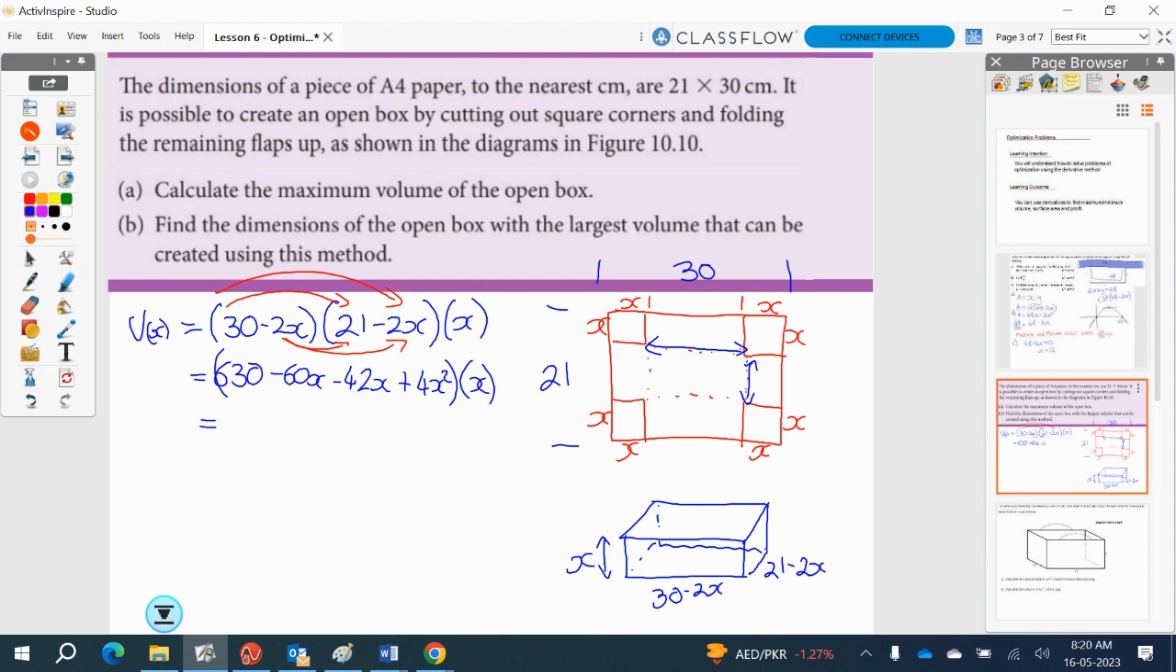Okay, let's expand this bracket. It's quite easy. We add an extra x to everything, and these two middle terms we add together. Why do we add an extra x? At the moment, that formula inside that long bracket is the area of the base. To make it into a volume, we multiply everything by x to create the height. So it's going to give us 630x minus 102x squared plus 4x cubed.